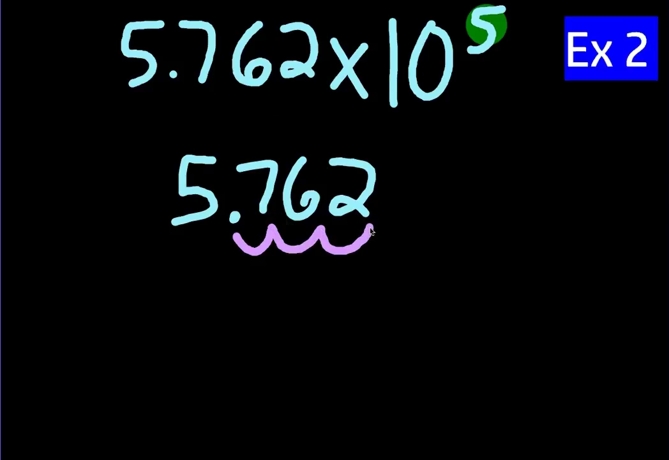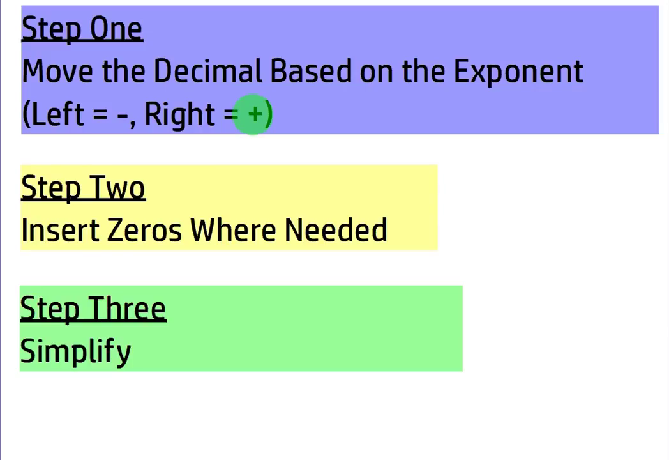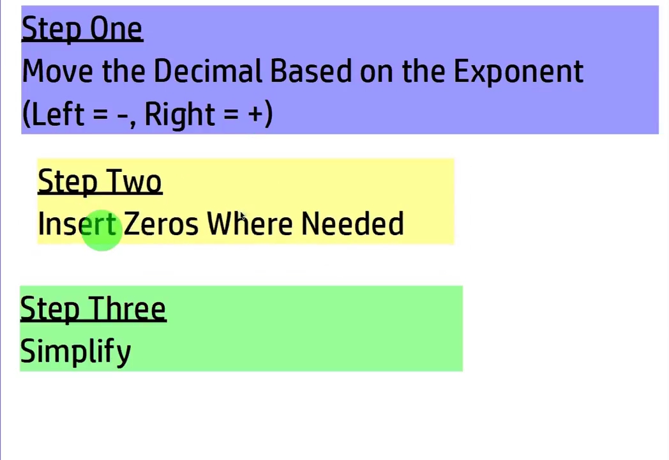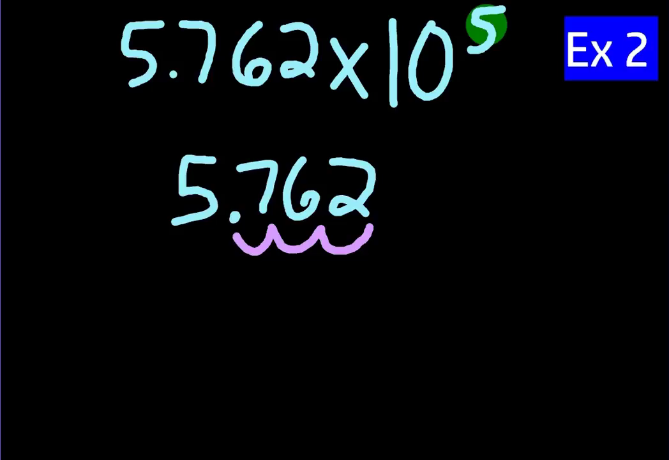Now again, we ran out of digits here. So just like the last example, even when you move to the right, you want to follow step 2 and insert zeros where needed. So since we've basically run out of digits, we're going to put some zeros there. Okay, so how many zeros do you think we're going to need? Well, let's put a 0 here to the right.